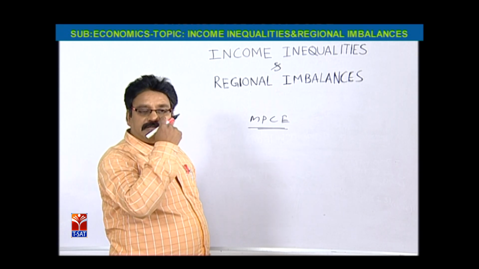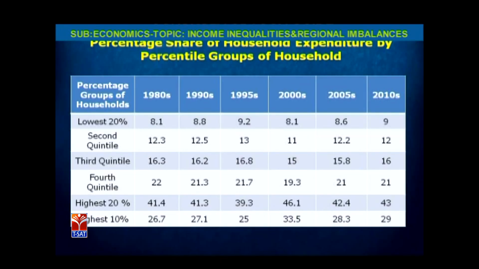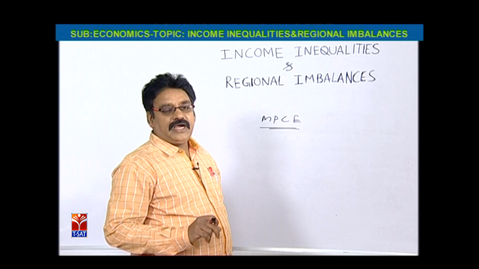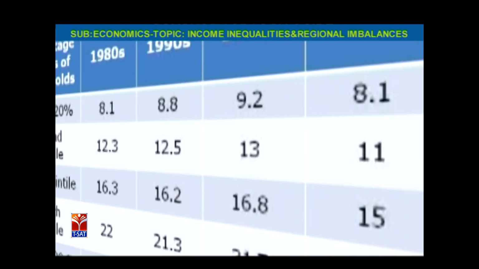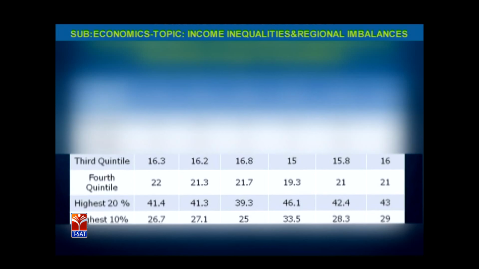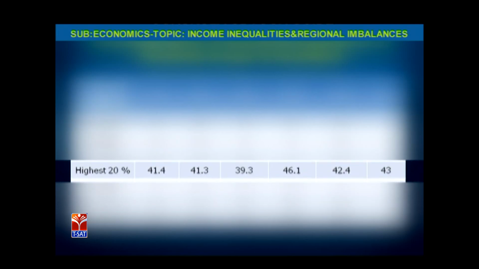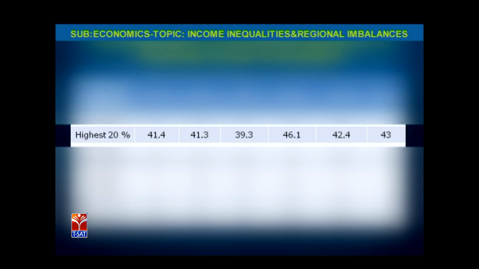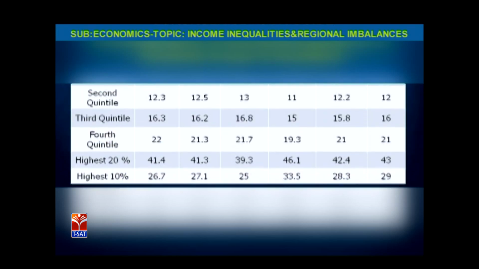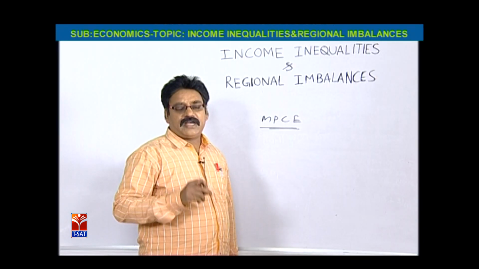If we observe the data in the table, the percentage share of household expenditure by percentile groups of households: the lowest 20% of the people are spending only 8.1% of the total, whereas the highest 20% of the people are spending 41.4%. In every 100 rupees, 8.1 rupees is the expenditure of the lowest 20%, and 44.14% is spent by the highest 20%. This is the disparity among the people.